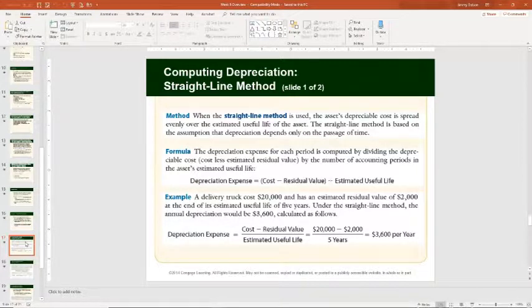Okay. So there are 3 different ways of calculating depreciation. I'm just going to hit them real quickly. They're in your book, but one's called the straight line method. This is the easiest one. You just simply take the cost of the asset and subtract off what's called the residual value, divided by the estimated useful life, and boom, that's your depreciation expense per year.